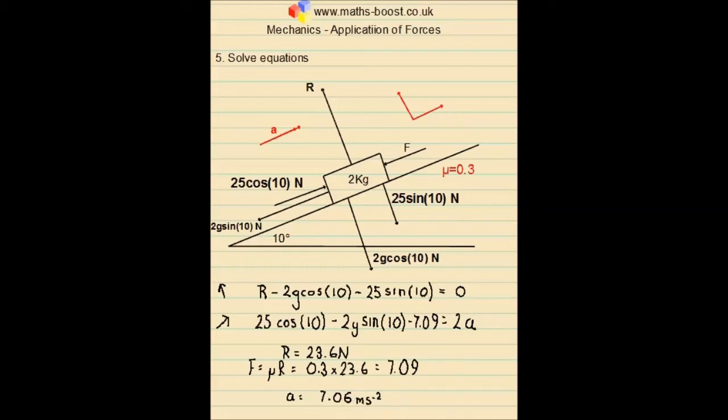And we're done. It's a positive value, so in fact our initial assumption was correct. The box is travelling up the inclined slope with an acceleration of 7.06 meters per second squared.